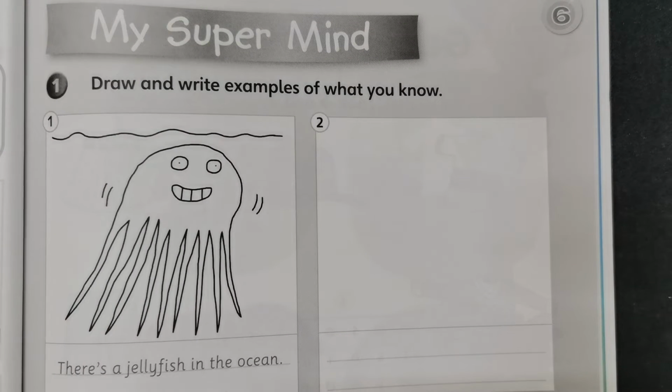Okay, pupils, we are on this Year 2 Super Minds Workbook on page 81. So today we will do some revision. Activity 1. Draw and write examples of what you know. So maybe you can draw something about habitats and the animals. So number 1, there is a jellyfish in the ocean.